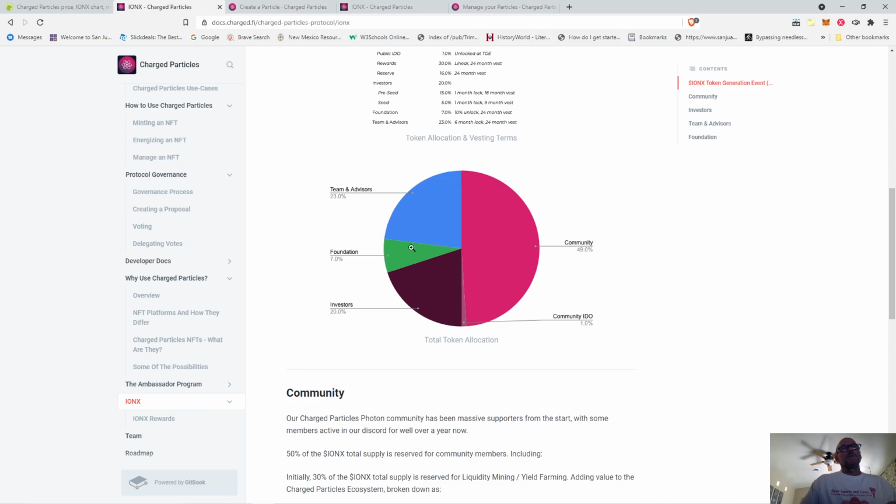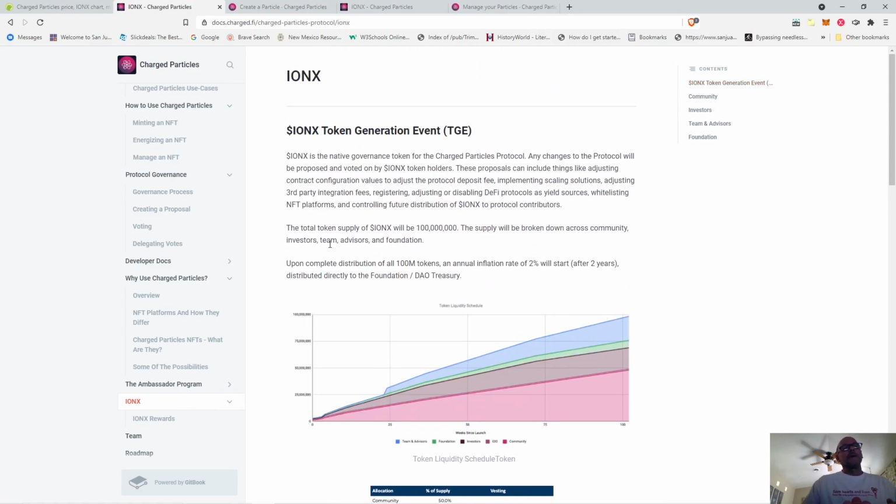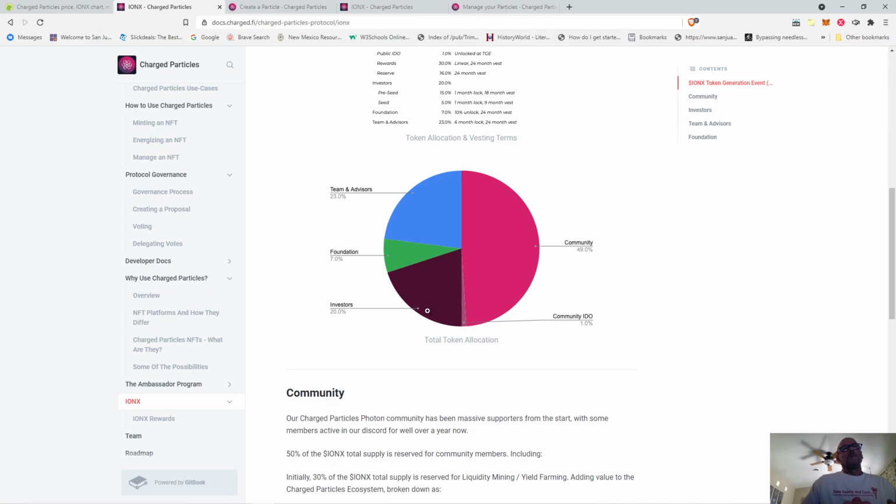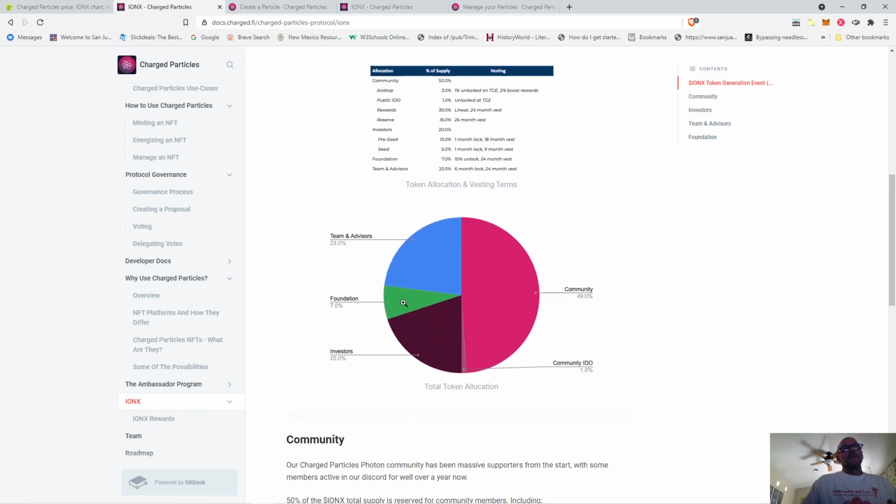Okay, so I understand that the investors need to get some, and the team needs to live, and so forth, right? But I'm not sure. Well, okay. After complete distribution of all 100 million tokens, an inflation rate of 2% will start after 2 years, distributed directly to the foundation. So where's that coming from, right? So it looks like, where's that coming from?